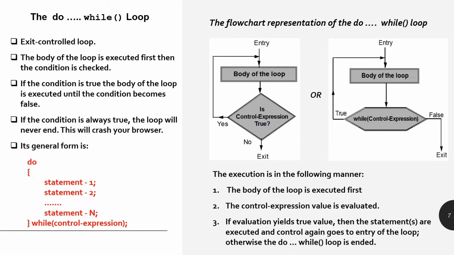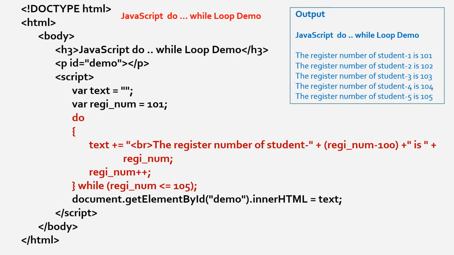The general form of the loop is like this: do statement while expression. But one important thing you have to remember here is that there is one semicolon, which you need to remember. This is about the do loop. Okay, now let's discuss the working of the do while loop.